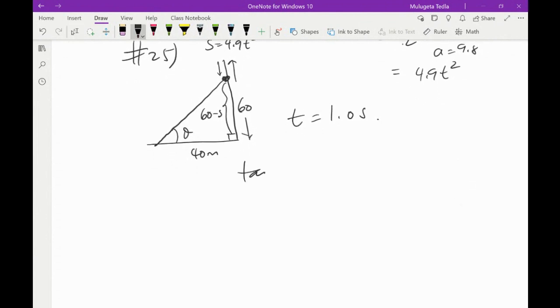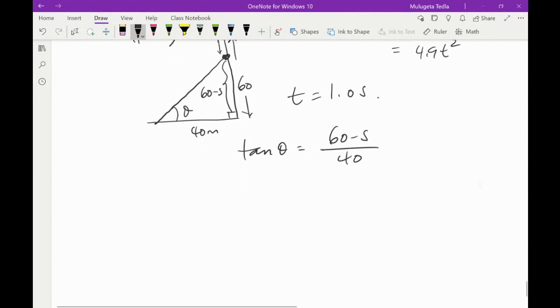So therefore, I figure out a relationship for theta, because they want theta, they want the change in theta. So tan theta equals opposite over adjacent. Opposite is 60 minus s, over adjacent is 40.